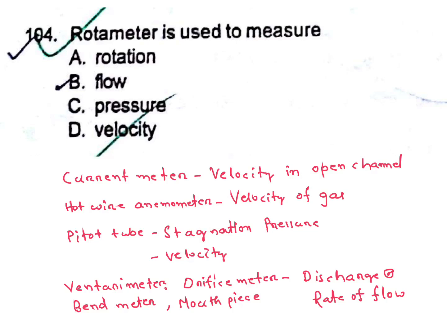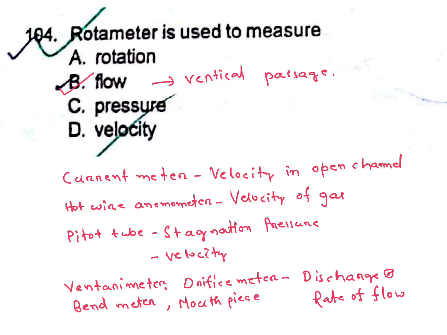Question is, rotameter is used to measure rate of flow in a vertical passage. Then current meter used to measure velocity in open channel. This is also important. Then hot air anemometer used to measure velocity of gas. Pitot tube measures stagnation pressure, then velocity. Both are important. If both are given in options, then you have to choose stagnation pressure.